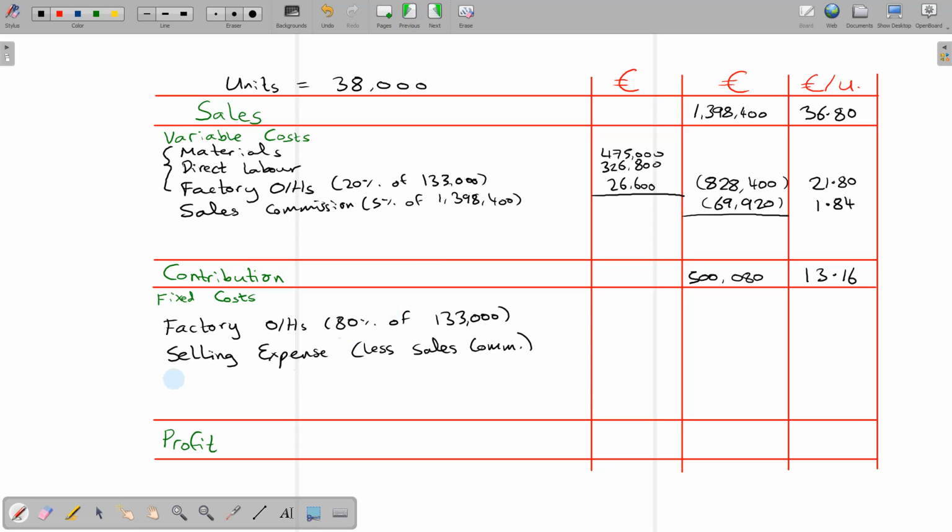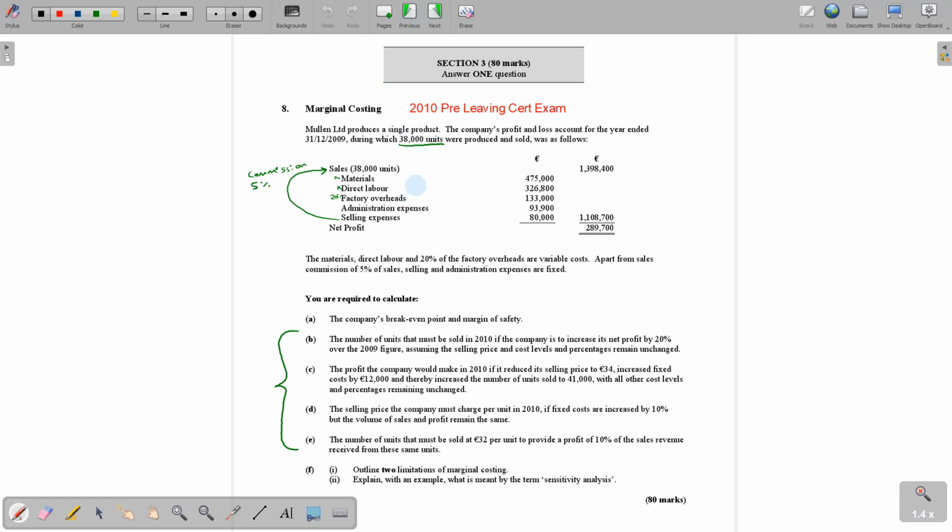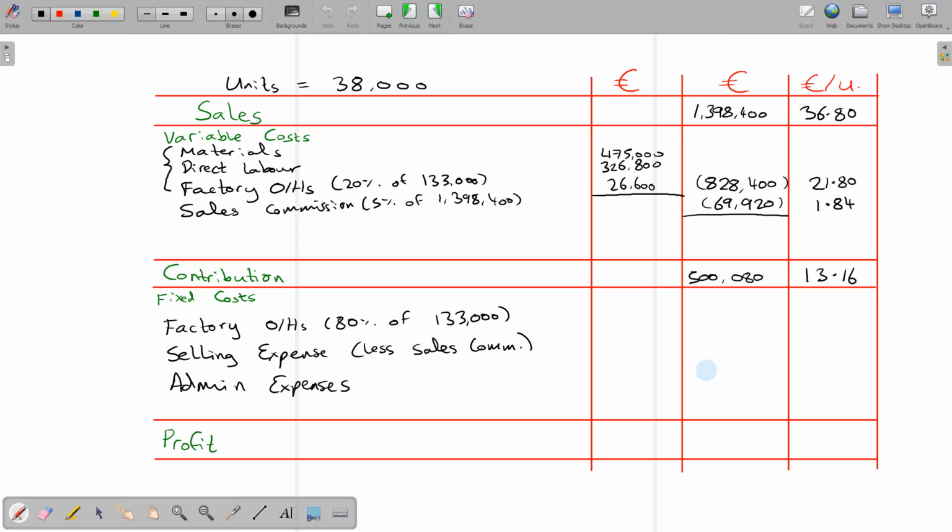And then we also have admin expenses as well. So the admin expenses are whatever figure we see, we'll put in: 93,900. Sorry, it's easier probably to put it here. The selling expenses are 10,080, and the factory overheads 106,400. We're going to total them all up.